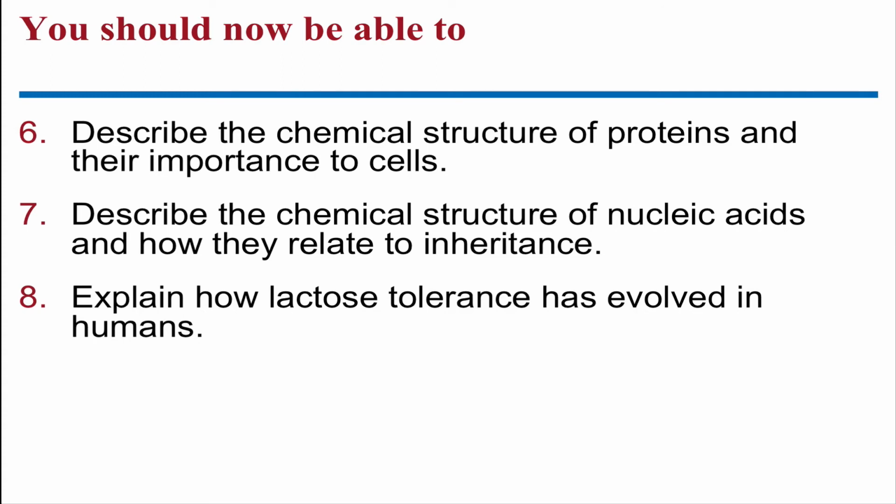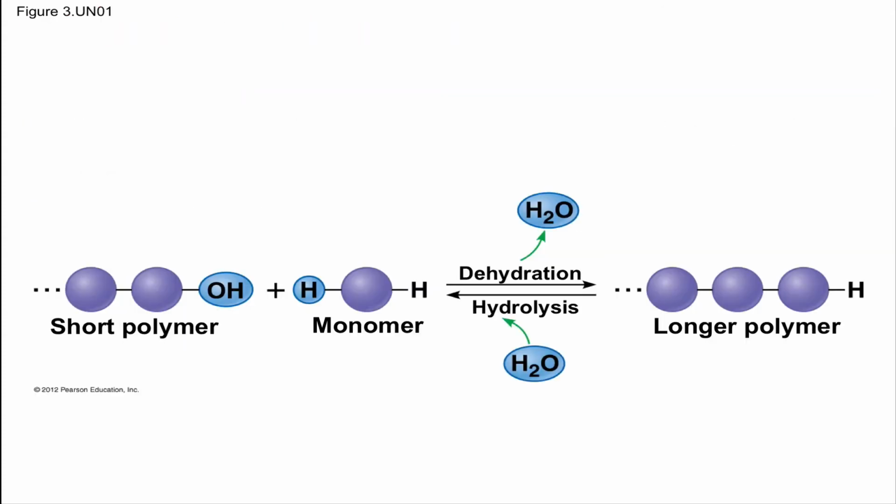Describe the chemical reactions of proteins, their importance to cells. What do they do? Think about all the functions that we talked about in the lecture just now. Describe the chemical structure of the nucleic acid and how they relate to inheritance. Explain how lactose tolerance has evolved in humans.